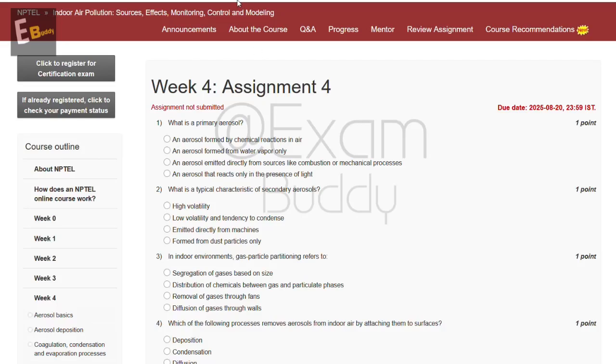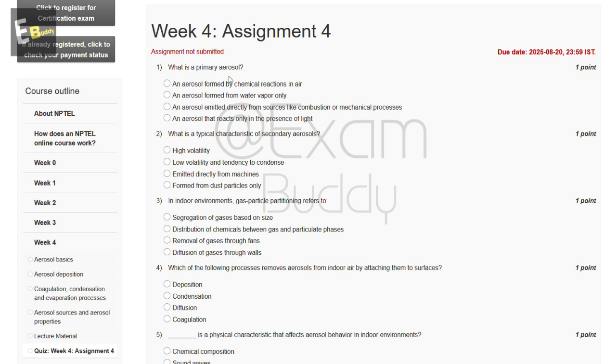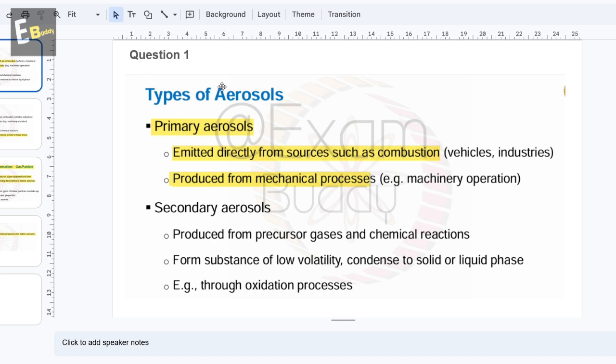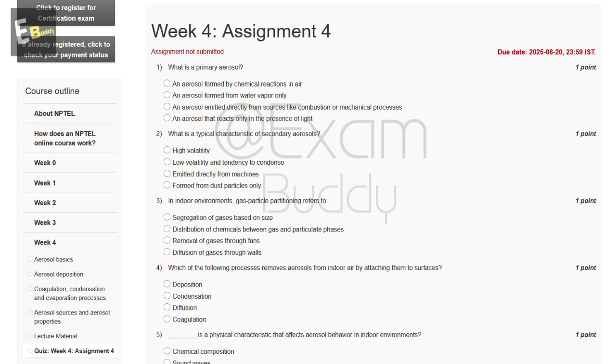Now let's do our assignment, Indoor Air Pollution, Week 4, Assignment 4. The first question is: what is primary aerosol? These are the options. Now let's check the answer. Primary aerosol is emitted directly from sources such as combustion, or produced from mechanical processes. So the answer to our first question is C: an aerosol emitted directly from sources like combustion or mechanical processes.